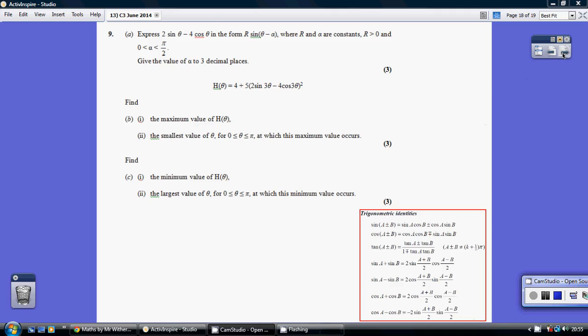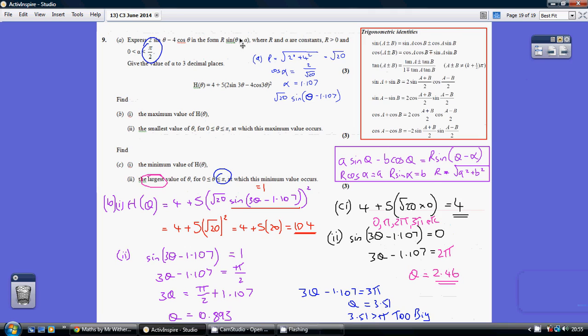Question 9. So one of the R formula type questions that so often crop up. So you need to learn those, I'm afraid. Normally the question very much hints at what you need to use, but you do need to remember the second part. So A sin theta minus B cos theta equals R sin(theta minus alpha), where R cos alpha equals A, R sin alpha equals B, and R equals the square root of A squared plus B squared.